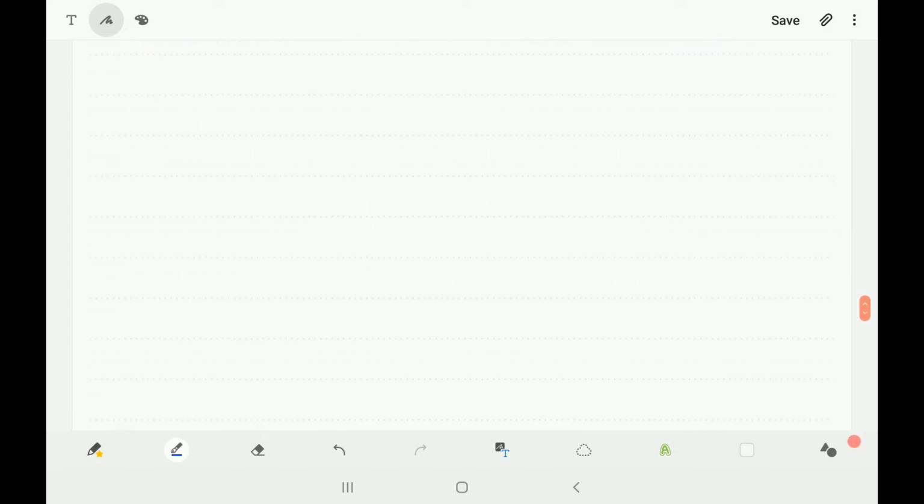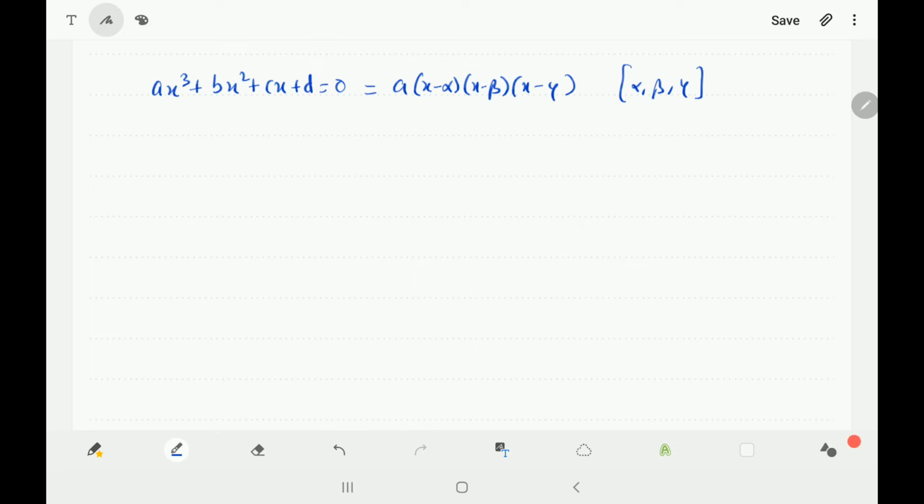Let's say I write the equation ax cube plus bx square plus cx plus d is equal to 0 as a times of x minus alpha, x minus beta, x minus gamma, which is the expansion of this term, where alpha, beta, gamma are the roots of this equation. Now if I compare both the sides, I will get ax cube plus bx square plus cx plus d equal to a times of, if I multiply these two terms, x square minus alpha plus beta times x plus alpha beta, into x minus gamma.